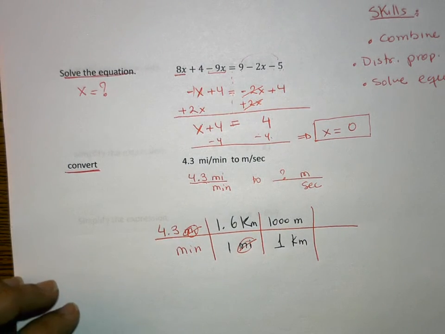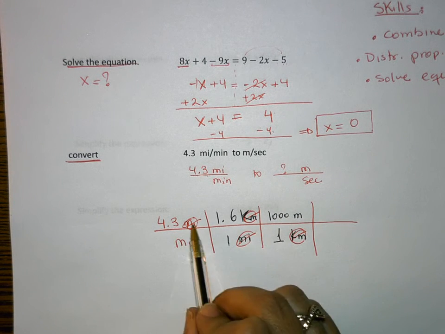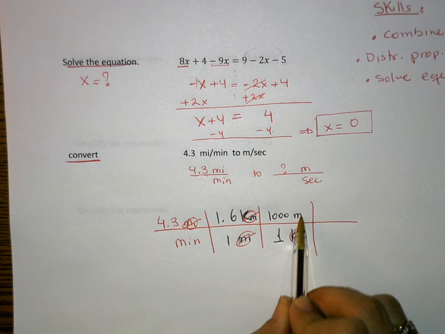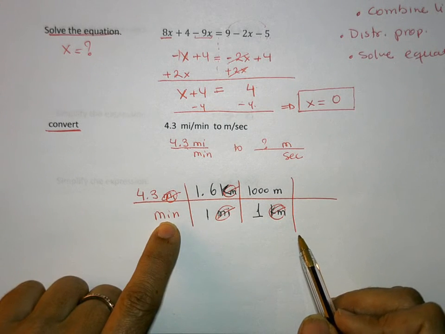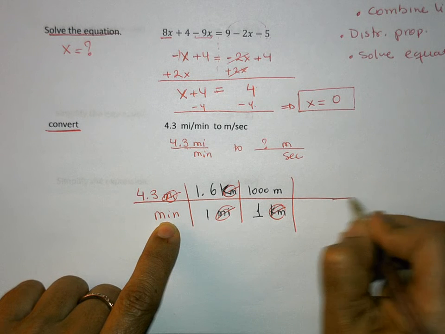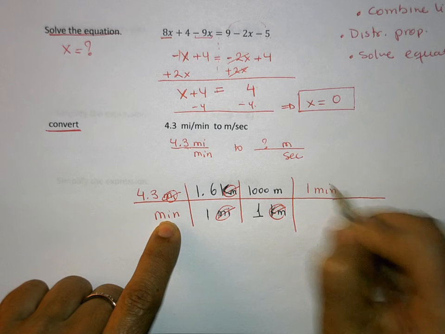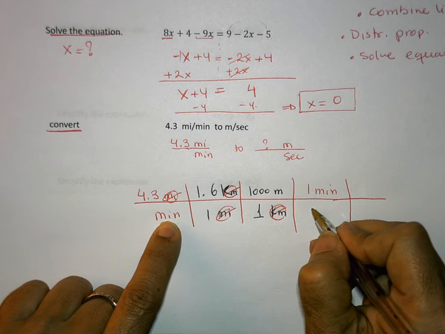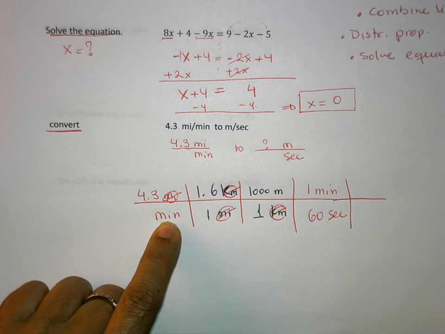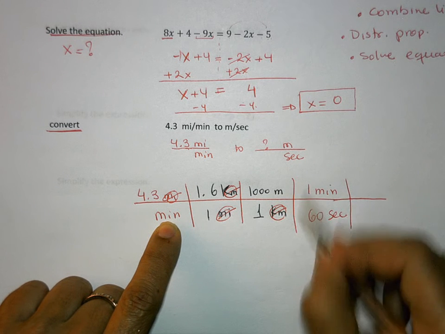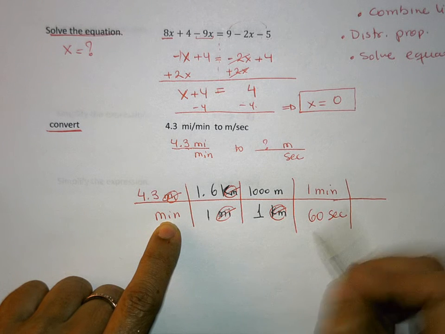All right? So the kilometers will cancel, and the only unit we have left is meters, and that's exactly what we wanted. But now I need to get rid of minutes. We need to convert it all the way down to seconds. 1 minute is the same as 60 seconds. And there you go. Okay, in one shot, using one conversion factor, I was able to get rid of the minutes.